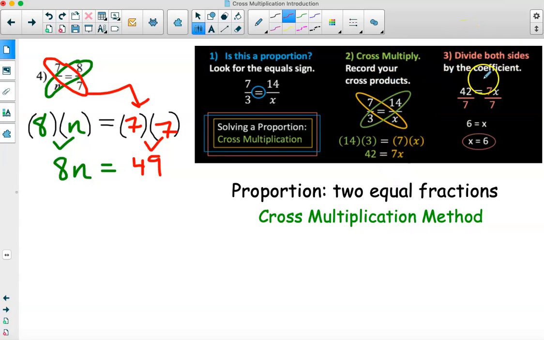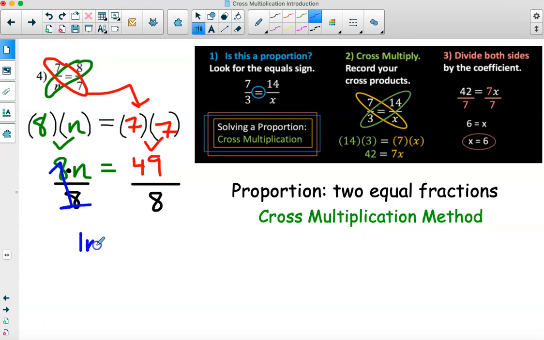Step 3, divide both sides by the coefficient. So we're at a point where this is a one-step equation, the operation is multiplication, and the inverse is division, and we're dividing by the number that is keeping the variable from being alone. We're dividing by the coefficient, 8. 8 divided by 8 is equal to 1.